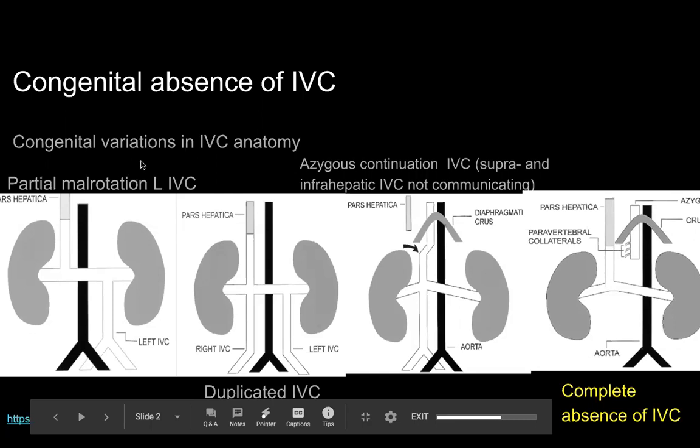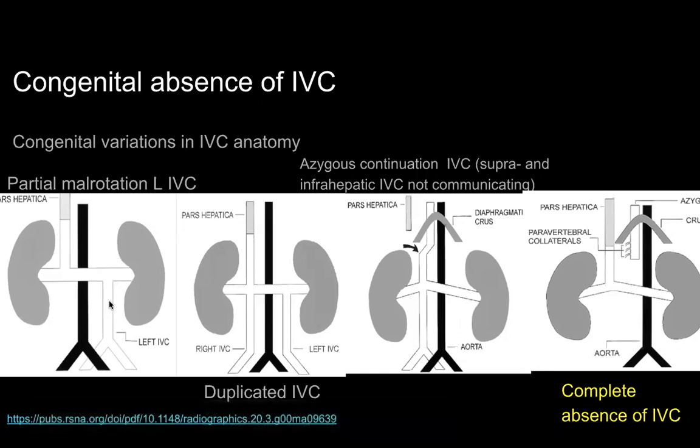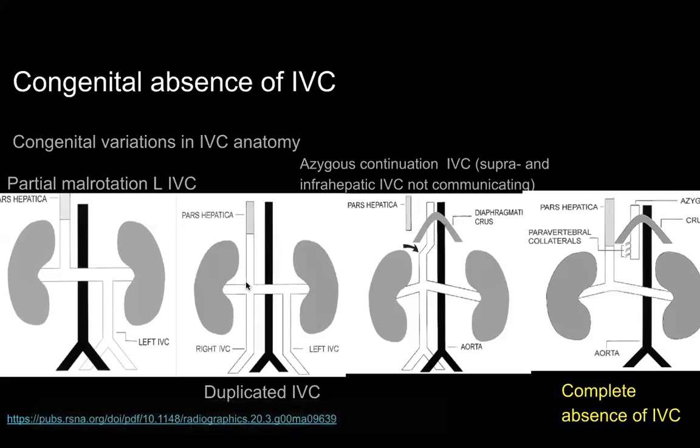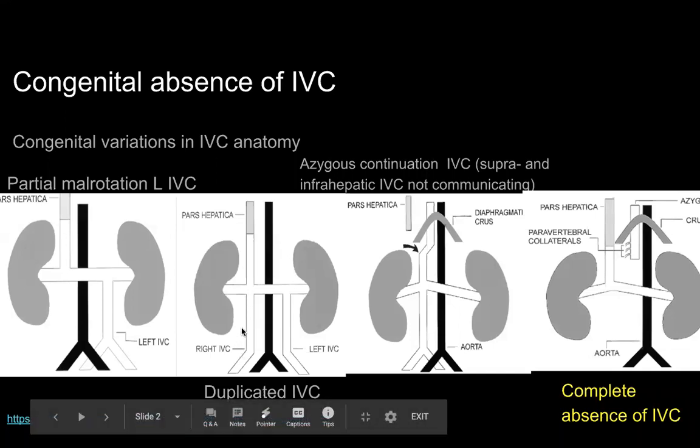Anyways, there are different types of variation with IVC. So you can have a malrotation. In this case, you have a left-sided IVC that drains into the renal vein, which is not what this is, or I don't think it is. You can have a duplicated IVC. Here we have no IVC on the right side of the aorta.